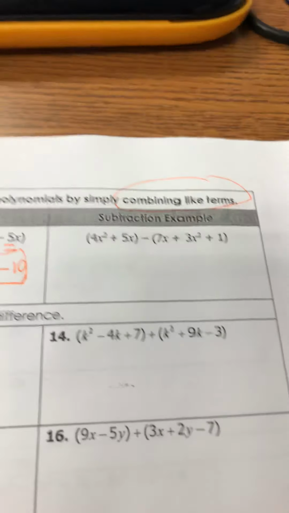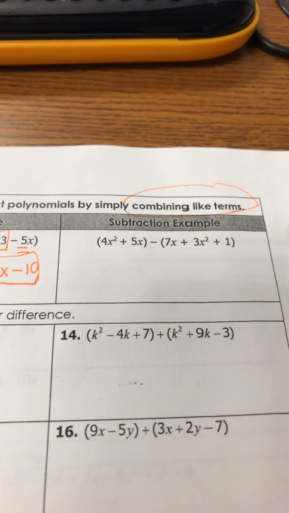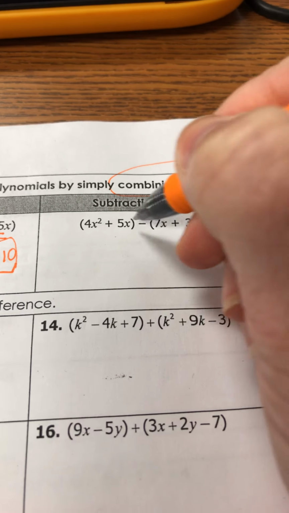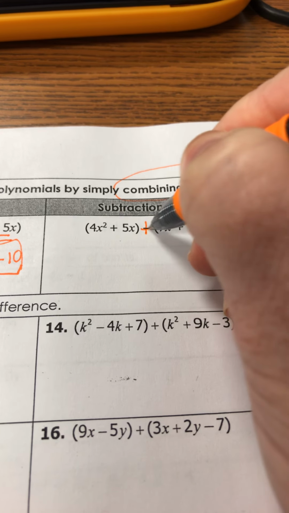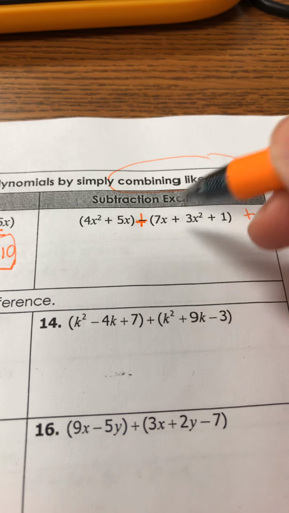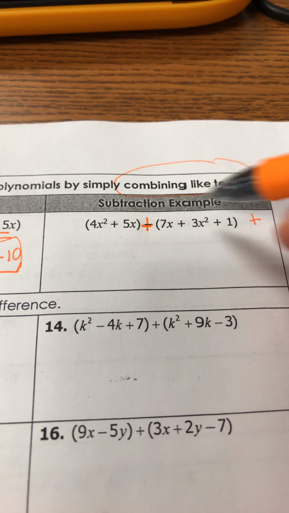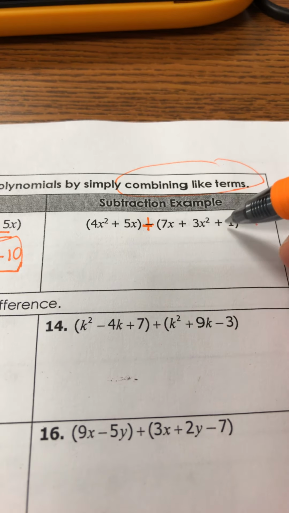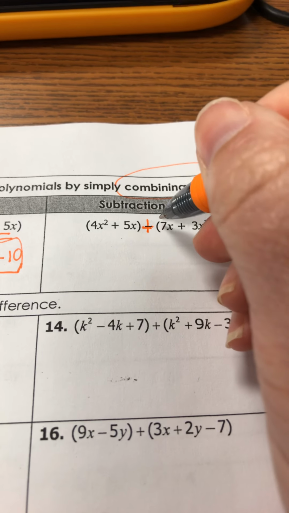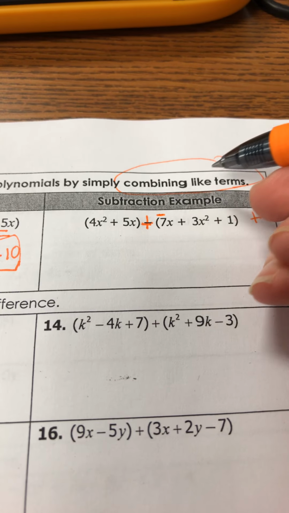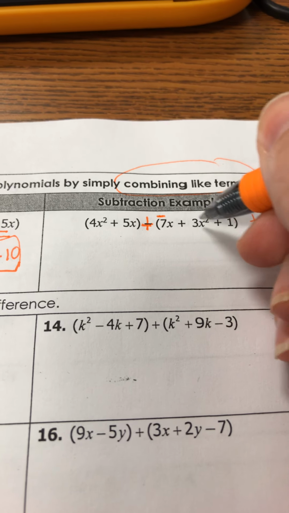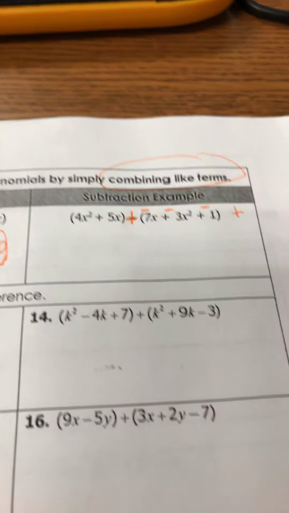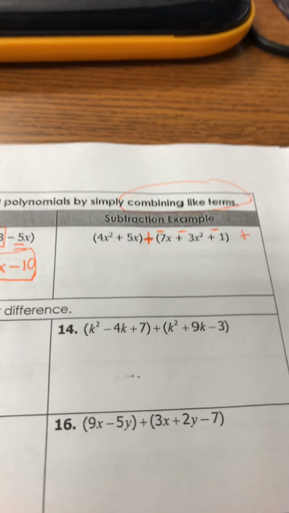Now, to subtract polynomials like you see here, what you want to do is change this to addition, okay? So, to do that, you'll change minus to plus in the middle. Then you're going to go to the right side of that minus sign in that parenthesis, and change every single one of these to its opposite sign. So we'll change positive 7x to negative 7x, plus 3x squared to negative 3x squared, and plus 1 to negative 1. Now we're ready to go.